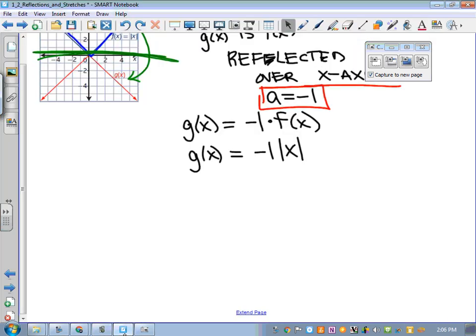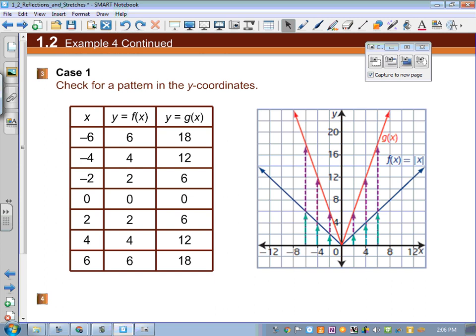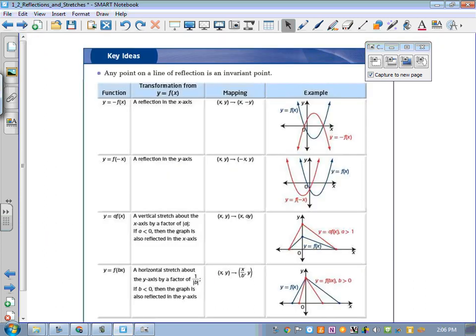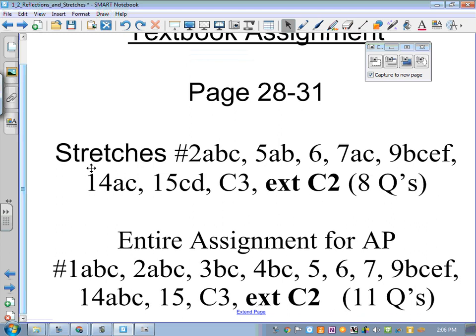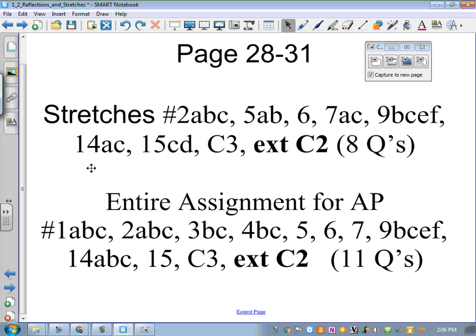All right, that is it for 1.2. Please do the textbook assignment. I know it looks like it's split into two. That's typically just because we talk about reflections and stretches separately. We did it all together in this 1.2 section. So please do try to do it all at once because they're really not that different. It's just that when we stretch by a negative number, we describe that separately as a reflection as well.